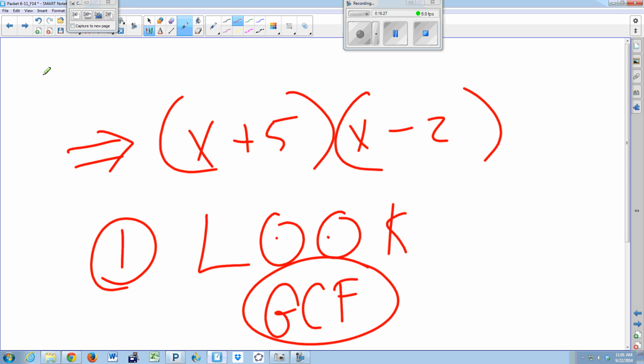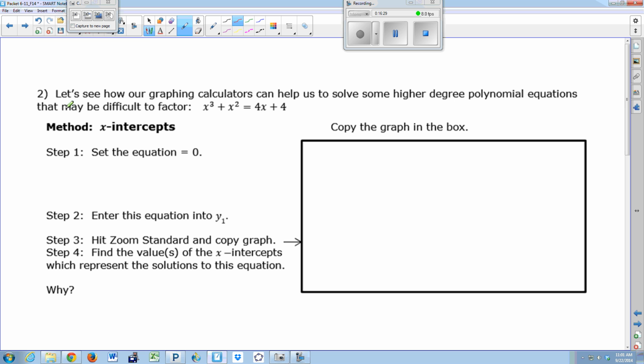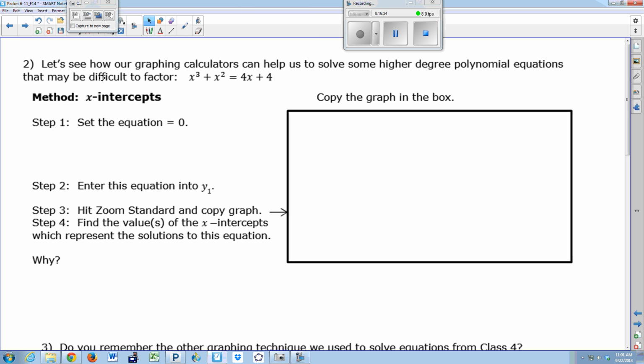All right, let's take a look at the next type of equation we're going to have. Okay, and you're going to have lots of chance to practice working with these today.